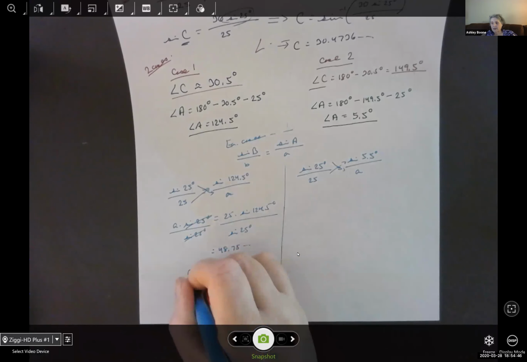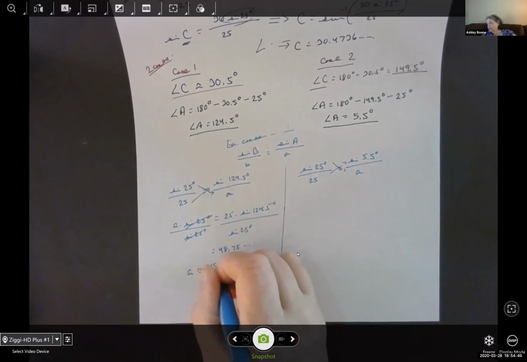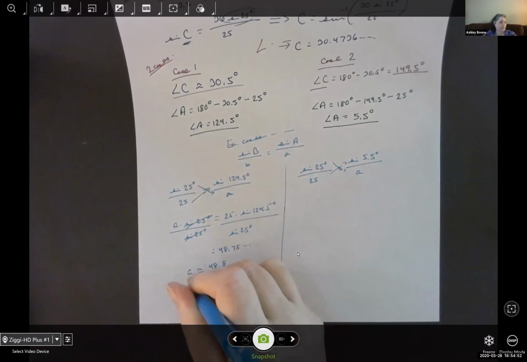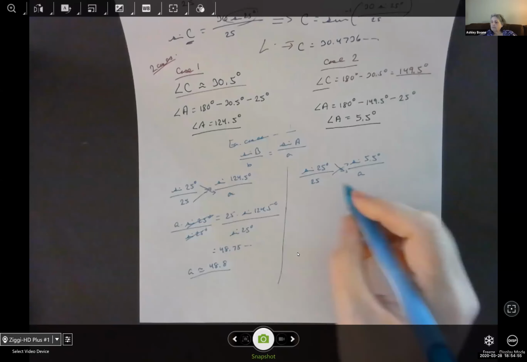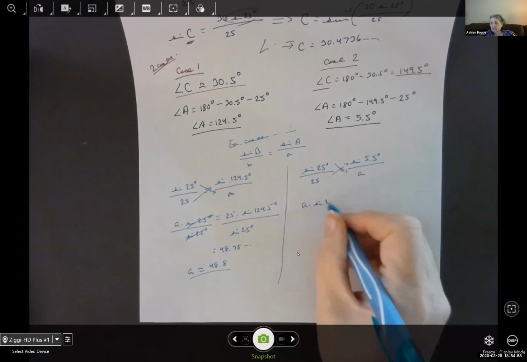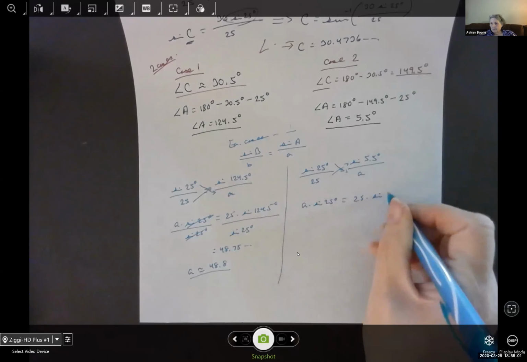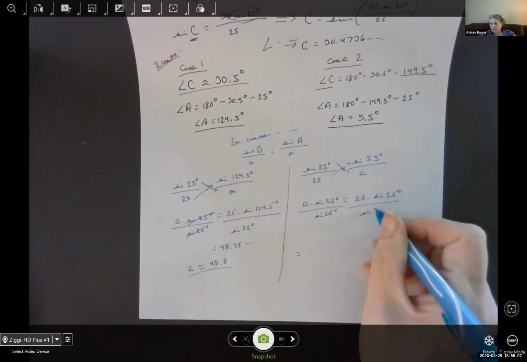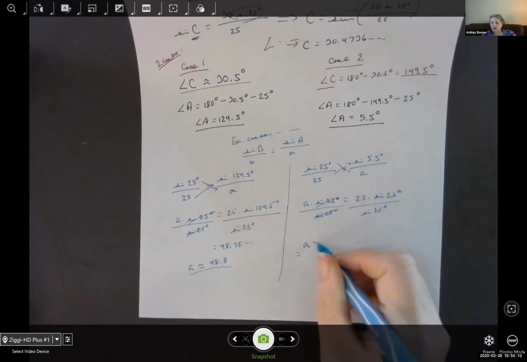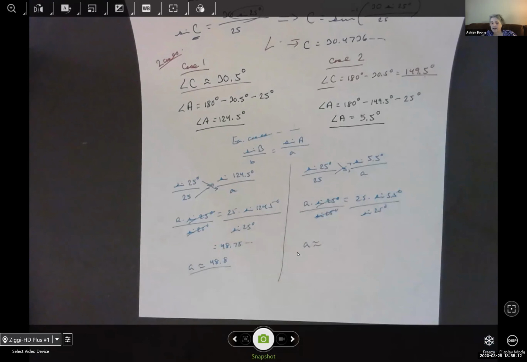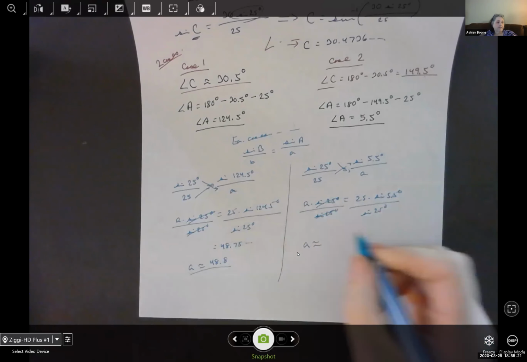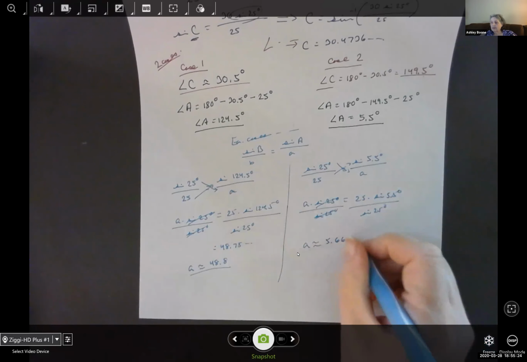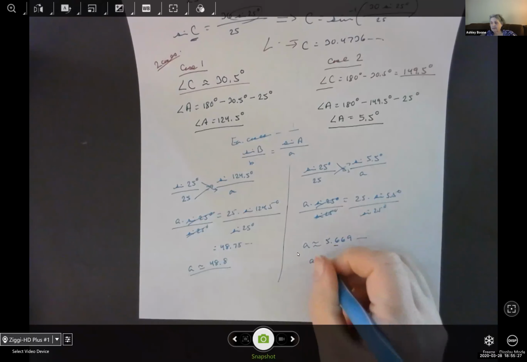So A is approximately 48.8. I don't know units, so I'm just going to leave it as 48.8. Do the same thing over here. So we have 25 times the sine of 5.5 divided by the sine of 25. And we get 5.669, so to the tenth, A would be approximately 5.7.